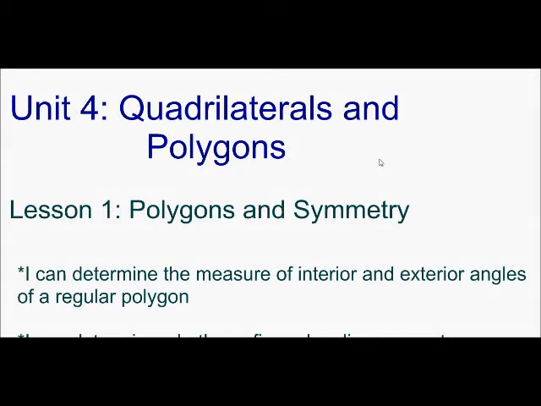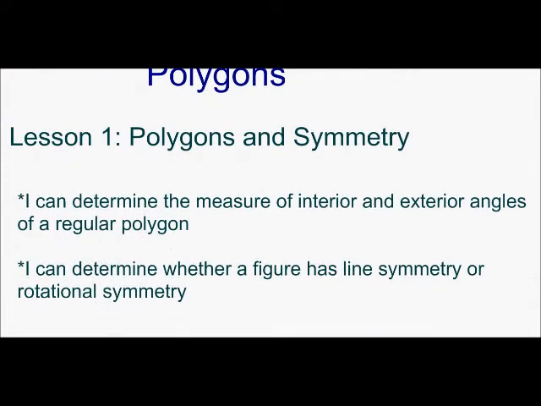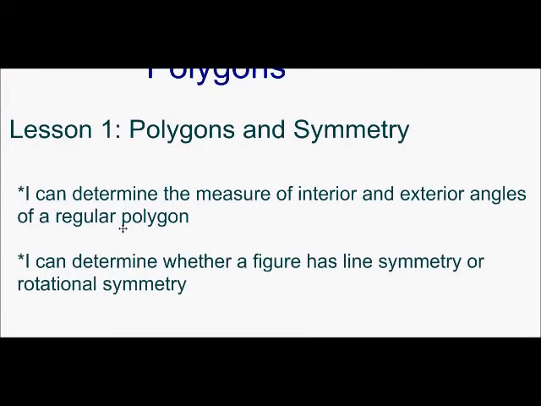Unit 4, Quadrilaterals and Polygons, Lesson 1, Polygons and Symmetry. Your objectives for this lesson are to determine the measure of interior and exterior angles of a regular polygon, as well as to determine whether a figure has line symmetry or rotational symmetry.